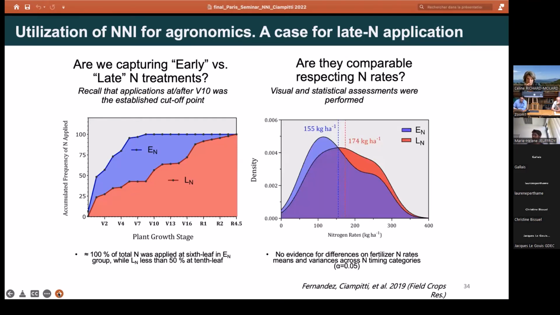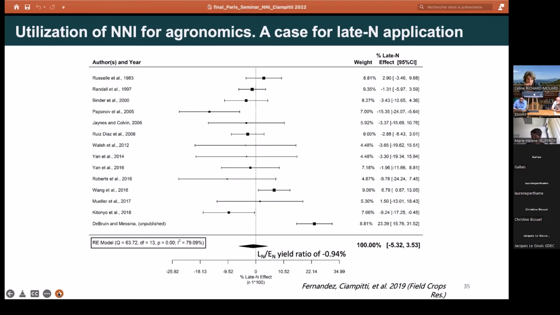We compared the rates just to make sure that we were using similar rates. So there was not evidence of difference on rates. And then we did a meta-analysis, which is very popular. It's a statistical technique. Some people might say very sophisticated. It's very sophisticated more when we don't know exactly what we're doing. And when we did the meta-analysis, the conclusion was, overall, there is no response to application of nitrogen late season.